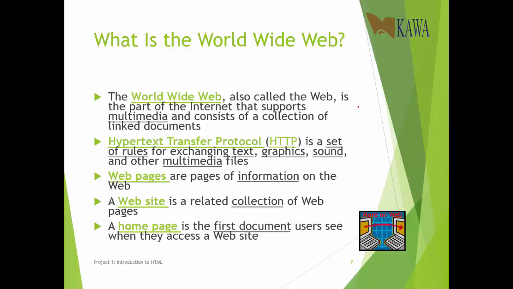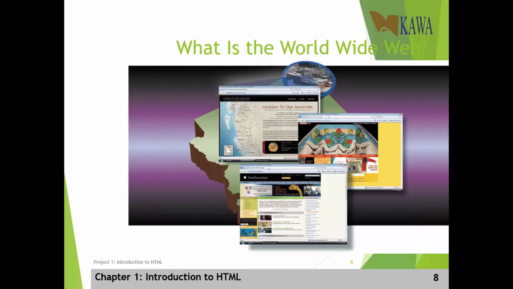As well, a home page is the first document you see when you access the website. For example, when you access KAWA.ug, what comes first is the home page or the landing page. The World Wide Web, in detail, as we had seen, it's a collection of web pages on the internet. So you can see now this is one website, another one. These ones are all interlinked together. It's a collection of websites which come up to be the World Wide Web.